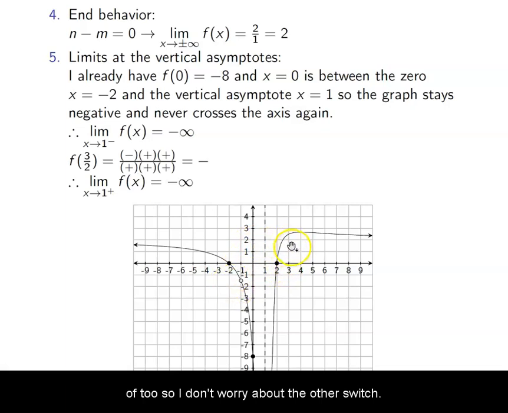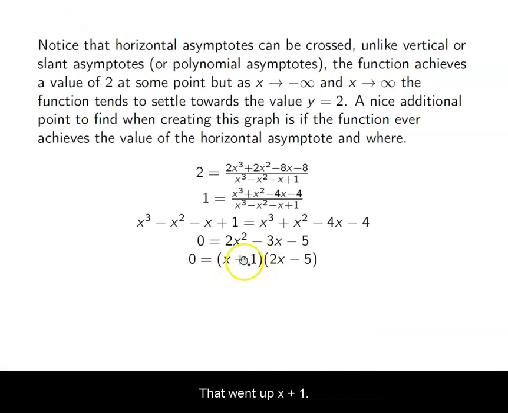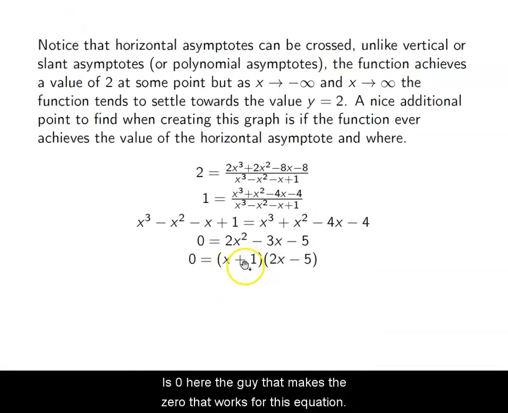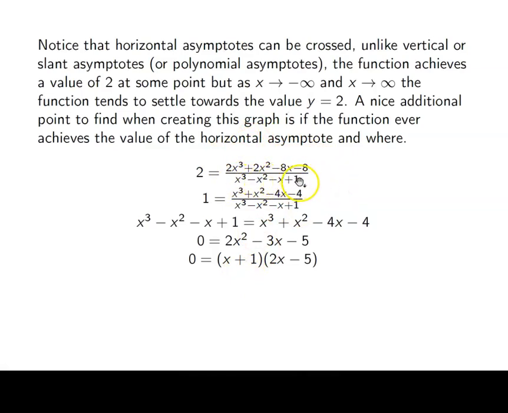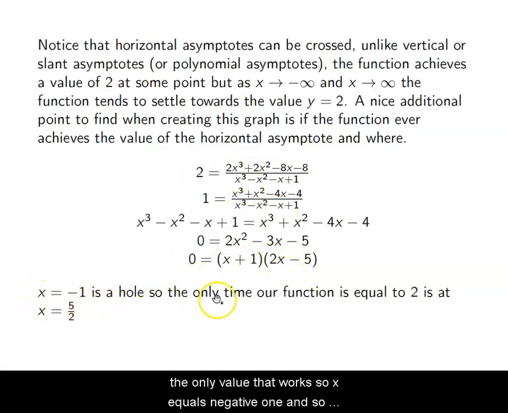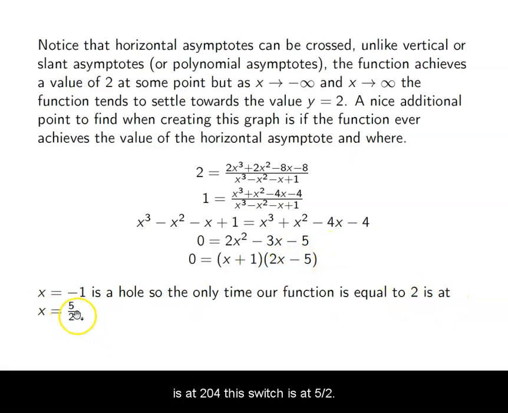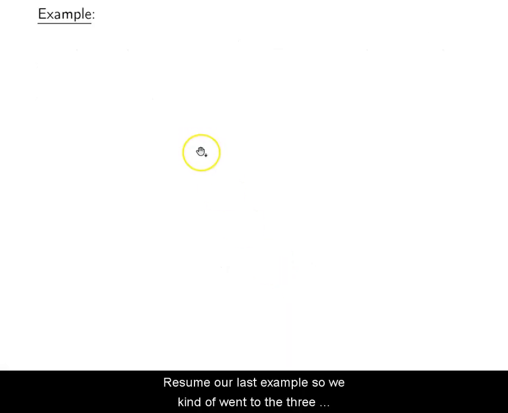Okay, so I don't worry about the other solution, that one of x plus 1, because the value that makes the 0 that works for this equation, I can't even plug it into my equation to say it equals 2. If I plug in -1 on top, that goes to 0. If I plug -1 on bottom, that gives me an undetermined answer, right? Undefined. So this gives me a value that solves this that I can't even use here. So this is the only value that works. So x equals -1, it's a hole. So the only time our function is actually equal to 2 is at the 0 for this, which is at 5/2 or 2.5, right? So let's do our last example.